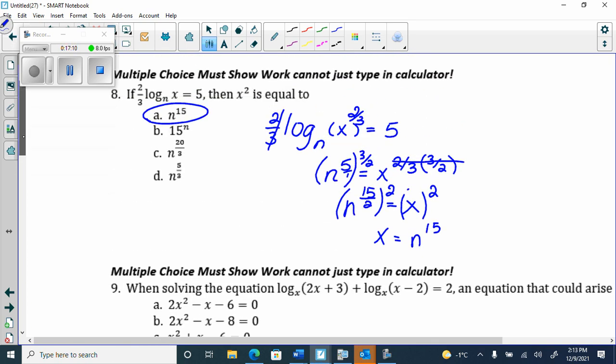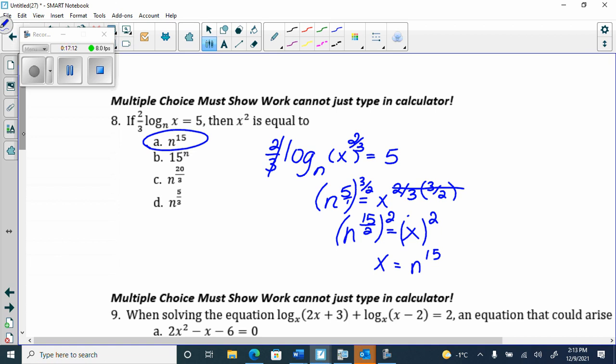Wait one second. You moved it over with the 5? Yes, totally. I see what you're saying. And then you would have raised it to the 15 over 2. Yeah, I did. And it only works because it's just a 5. If you had something else, like something with an exponent, you wouldn't be able to do that. But because it's just a number, you absolutely can. It's totally correct.